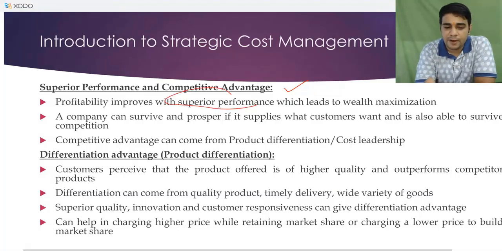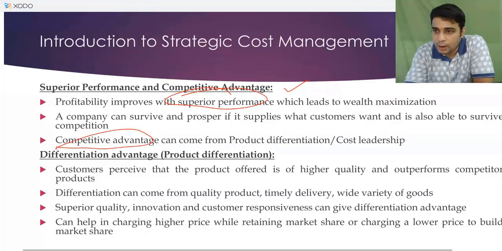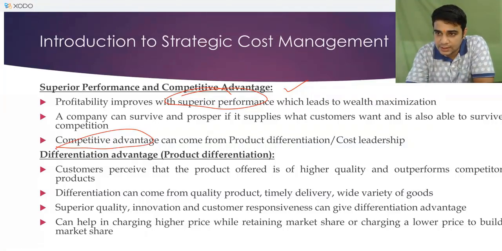Superior performance will lead to competitive advantage for the company, and that competitive advantage comes through two strategies: product differentiation and cost leadership. In product differentiation, we learnt that the company tries to produce a product which is better than the competitors. When you do, you have two options: either charge a premium price and improve profits, or charge a normal price and increase market share.